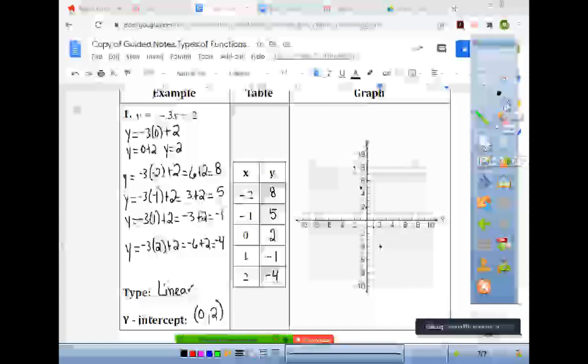And try to connect them the best you can. I'm going to cheat and use my line tool here. There is our line, our linear line, -3x plus 2. Any questions on how we did that?